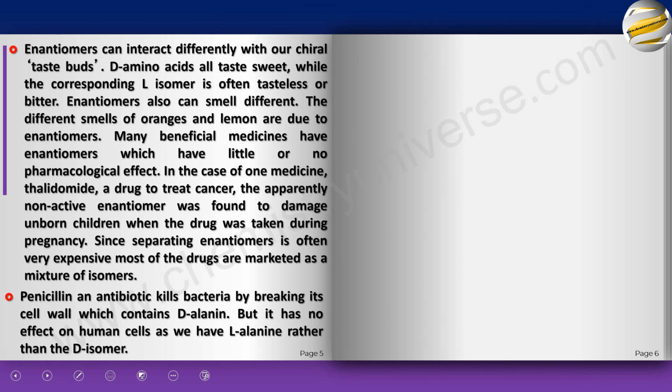Penicillin, an antibiotic, kills bacteria by breaking its cell wall, which contains D-alanine. But it has no effect on human cells, as we have L-alanine rather than the D isomer. And that is because the D and the L are the optical isomers of each other.